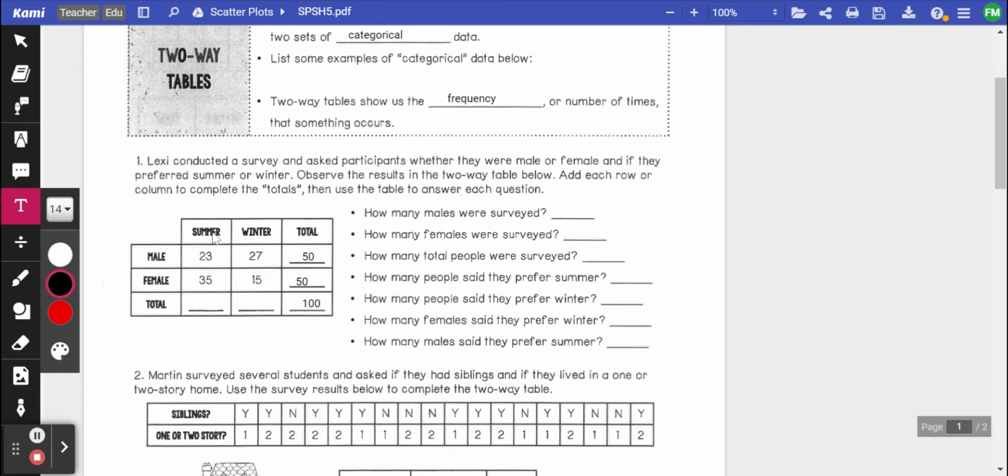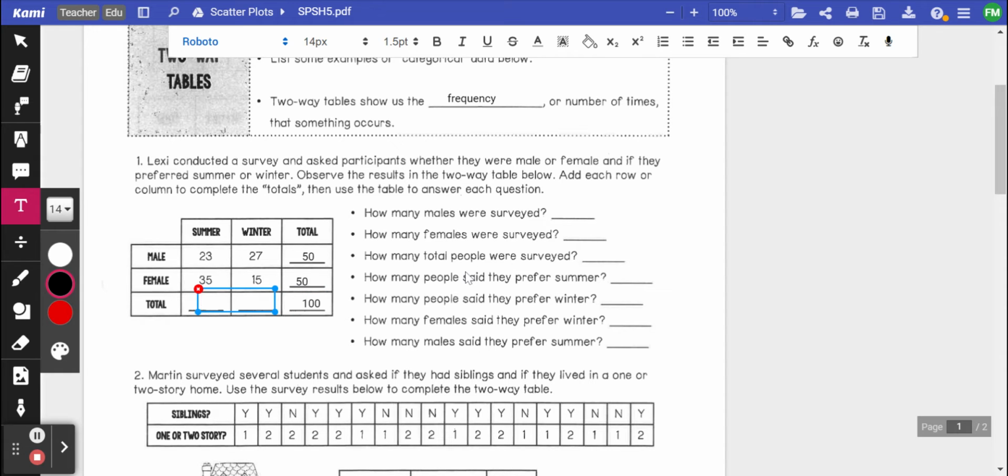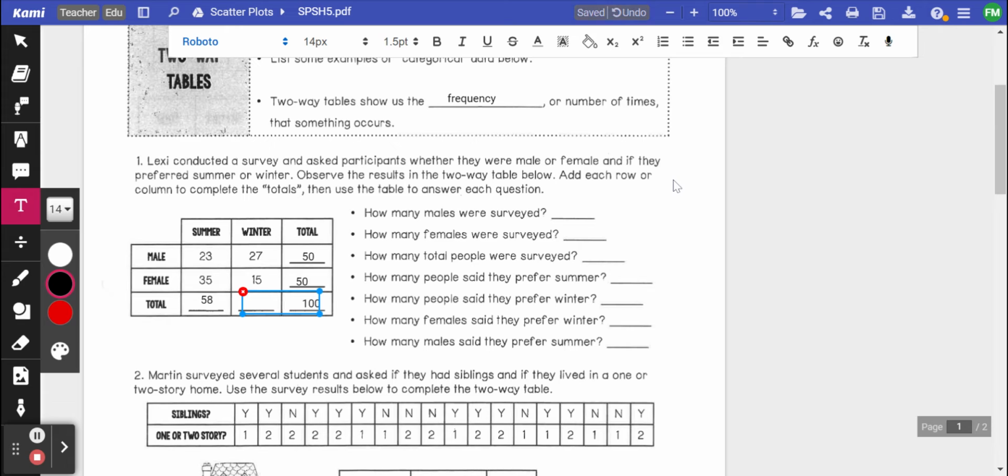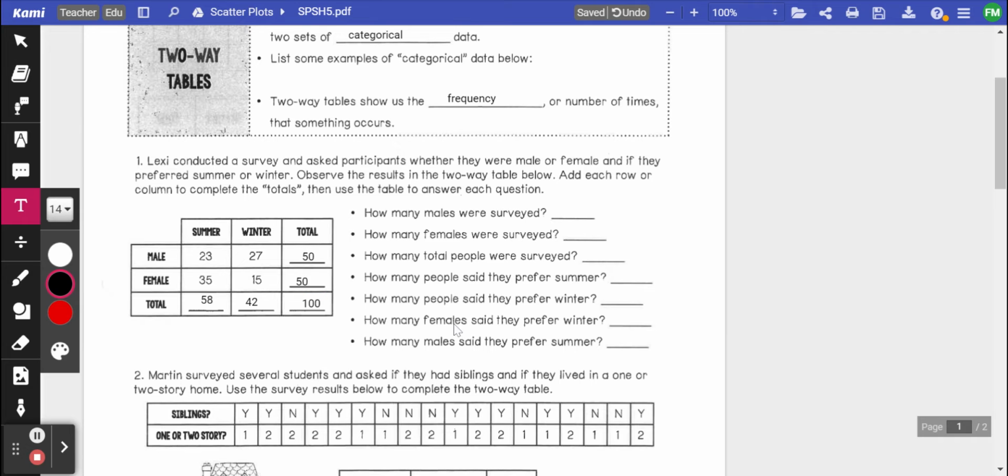Now, if we look at it this way, 23 and 35, shall we say 58? Yep. Then the next one, 27 and 15, that's 42. There we go. And 58 plus 42 is 100. Math teacher can do math. It adds on up. So the categorical totals help us guess and check.